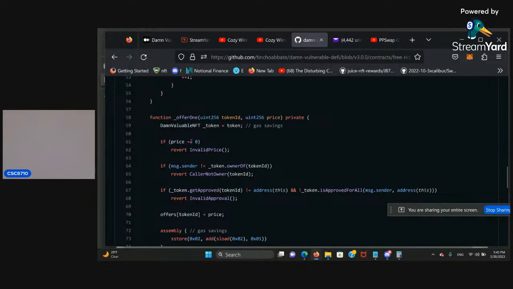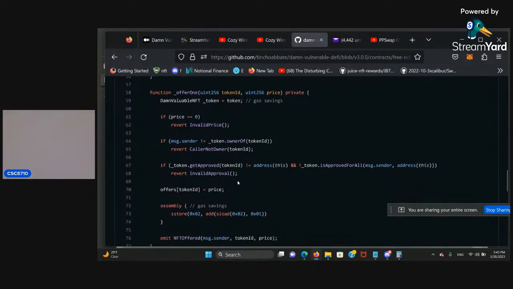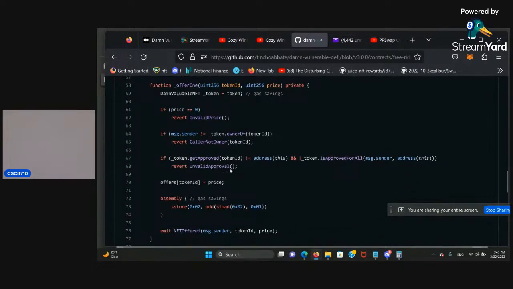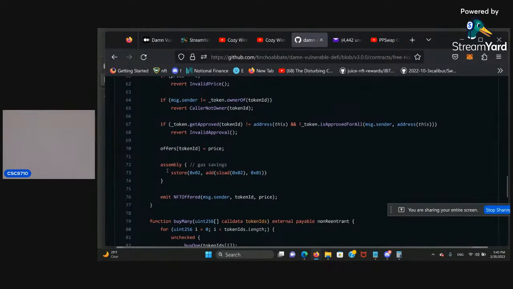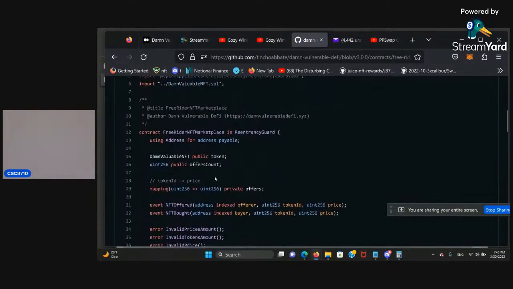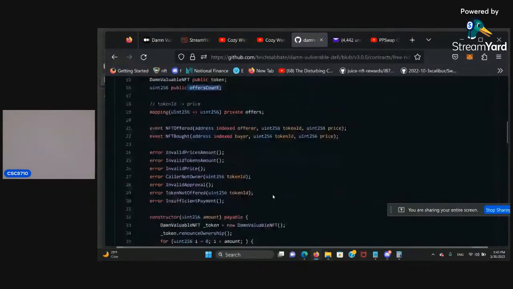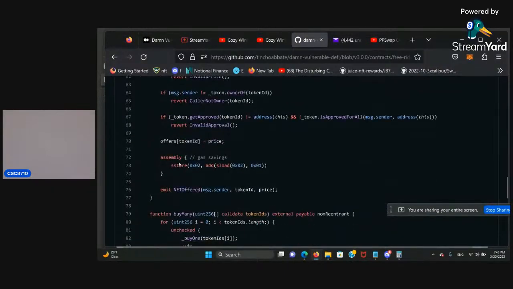We check the price is not equal to 0. We also check the caller is the owner. And then we check that this market contract is the operator, either by being approved just for this token ID in particular, or by being approved for all, which means you are the operator for msg.sender for everything. We set a price over here, and then the assembly at line 73 essentially just increases this by 1. It's a fancy, gas-saving way of doing it using assembly.